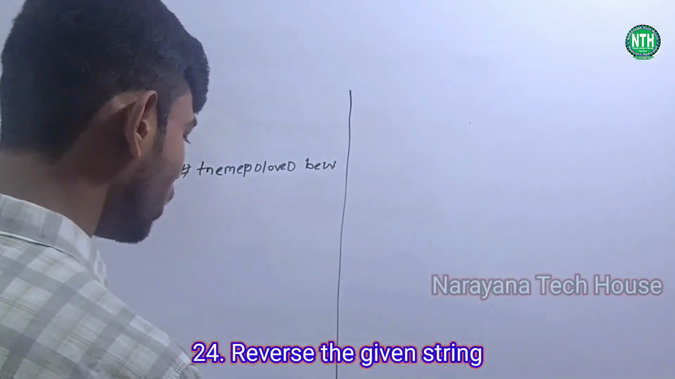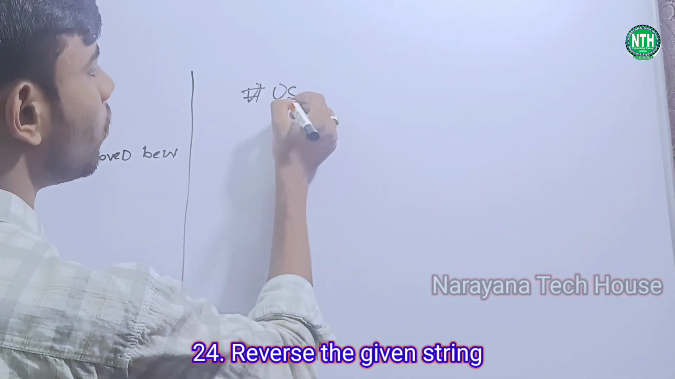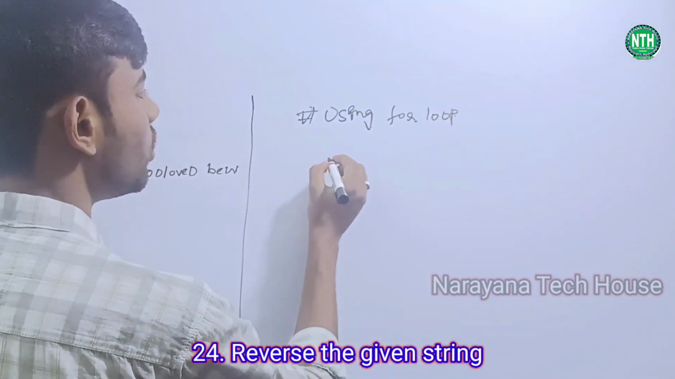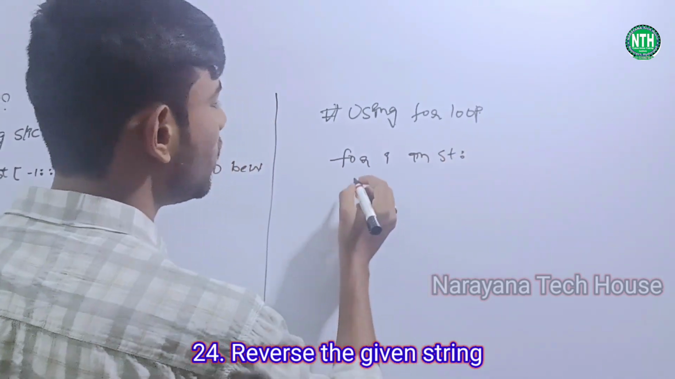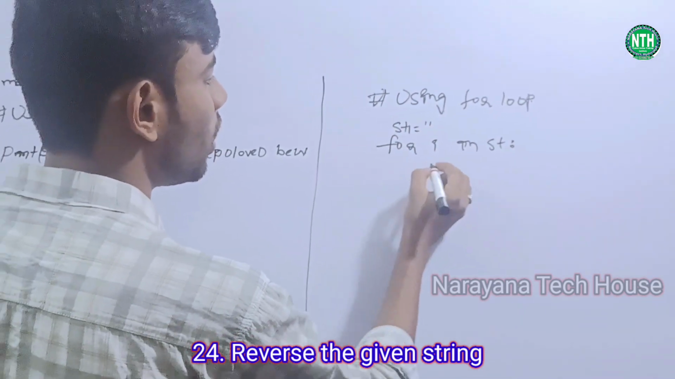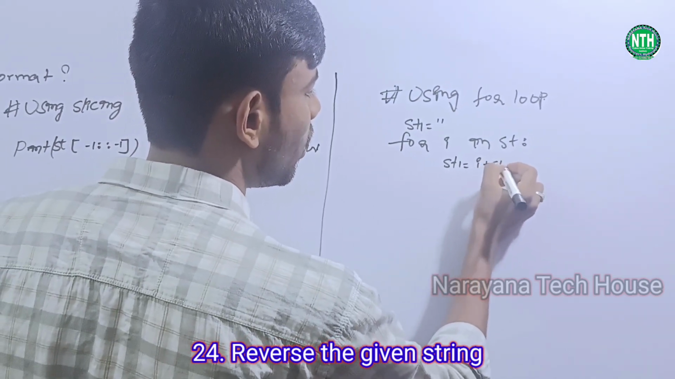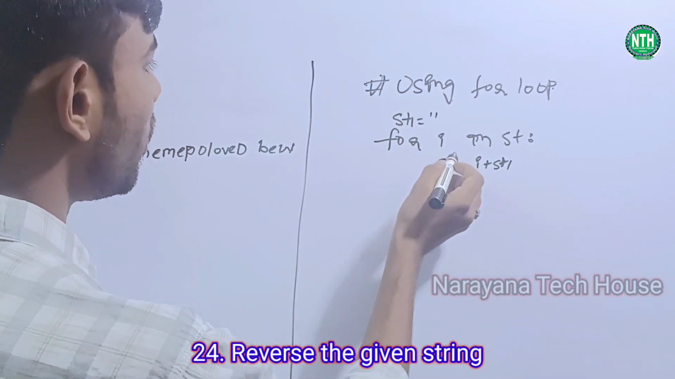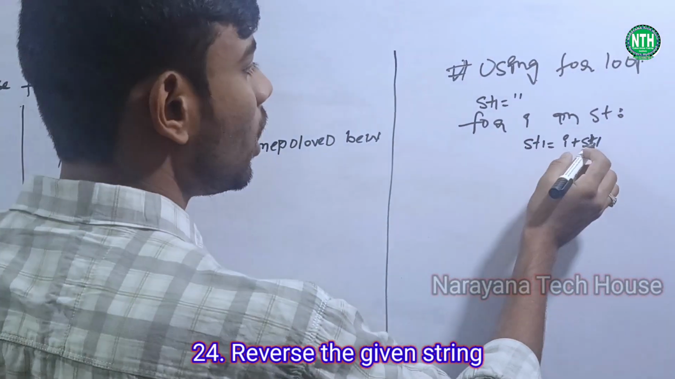Another way, I can also reverse the given string using a for loop. I want to take the for loop, for i in st. Initially I declare one variable, a string st1, that is empty. Then st1 is equal to i plus st1. Initially string 1 is empty. The first time, the i value is the first character, w. It is added to string 1.